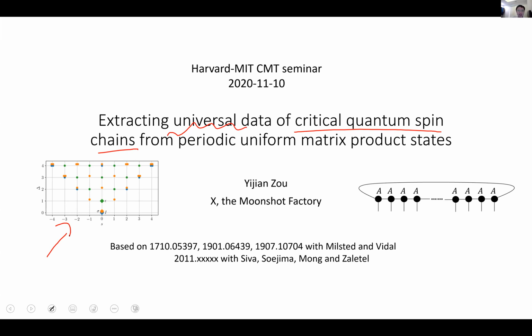And then a periodic uniform matrix product state. It's just a tensor network state like this, which consists of one single tensor A. It's just a numerical method, and I will not go deep into it. The periodic uniform matrix product state is just a way to diagonalize the spin chain.